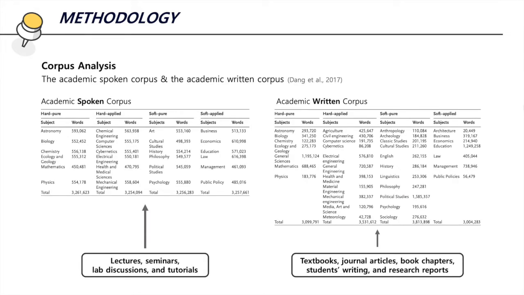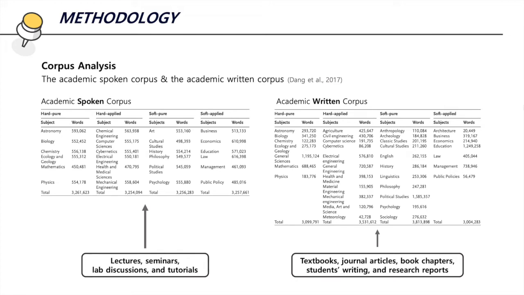These tables show the composition of the academic spoken and written corpora. As you can see, each corpus has more than 13 million words and consists of 4 academic fields, which are hard pure, hard applied, soft pure, and soft applied. Sources of the academic spoken English were lectures, seminars, lab discussions, and tutorials, and materials in the academic written English were chosen from textbooks, journal articles, book chapters, students' writing, and research reports of institutions around the world.